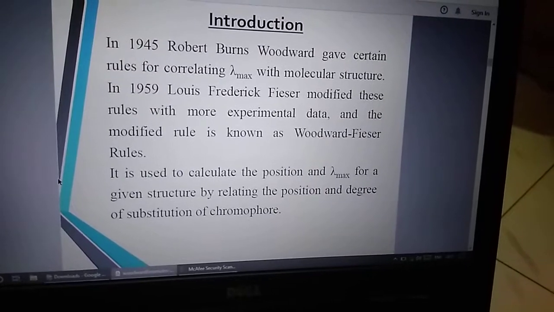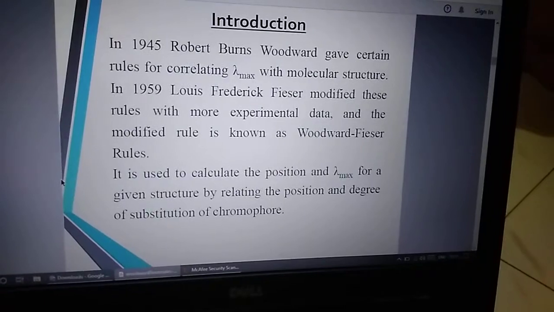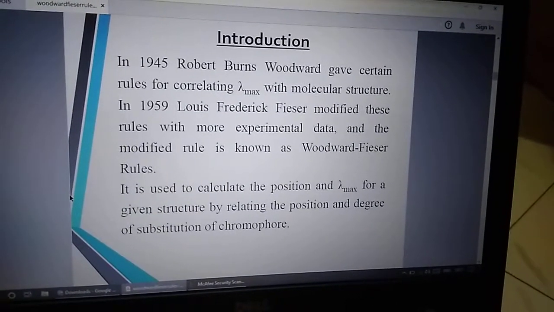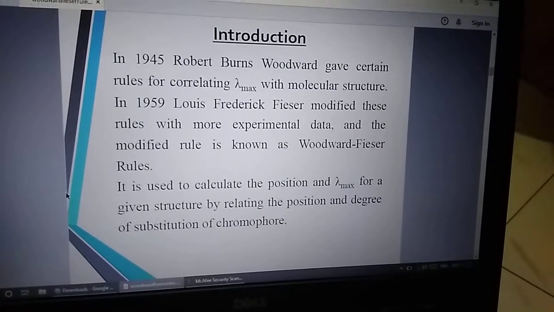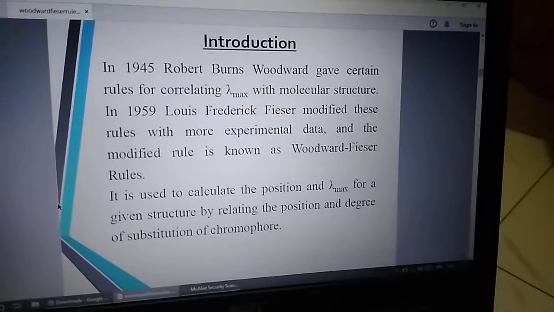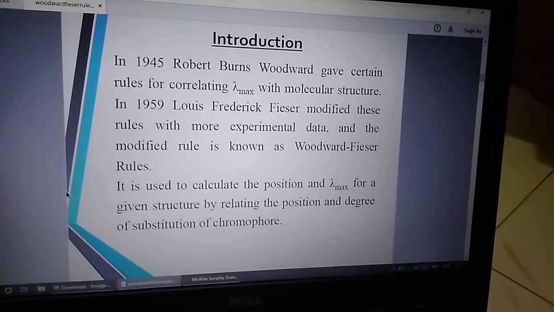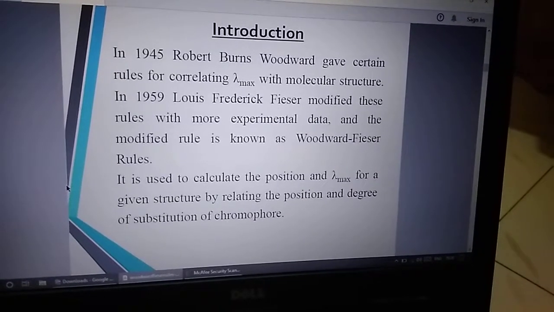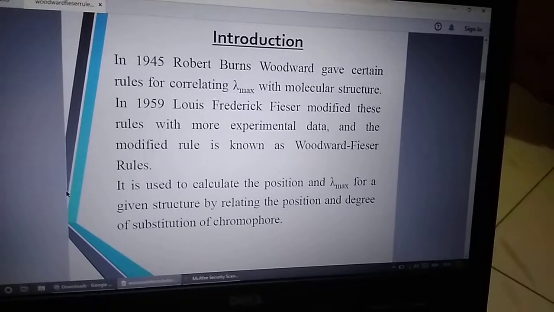By seeing the position and degree of substitution of chromophores, the lambda max can be found. You already know a chromophore is the part of a molecule that plays the main role in absorbing UV or UV-visible rays. Before going to the main topic, I think you understand what the Woodward rule is: it is mainly used to find the lambda max with the help of molecular structure.